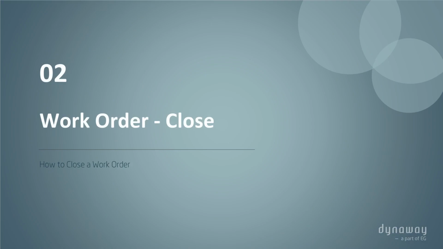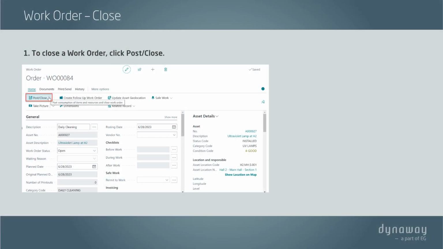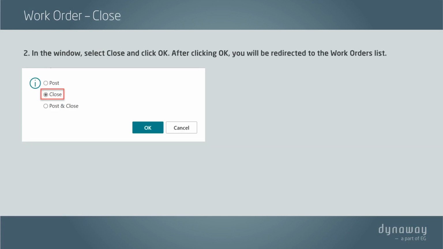How to close a work order. To close a work order, click Post/Close. In the window, select Close and click OK. After clicking OK, you will be redirected to the work orders list.